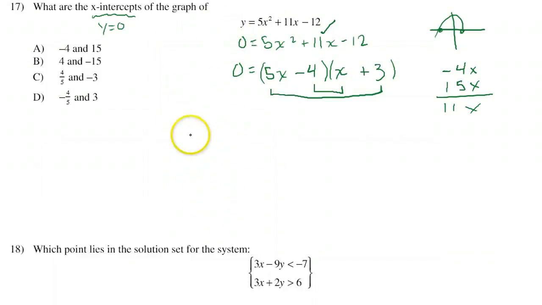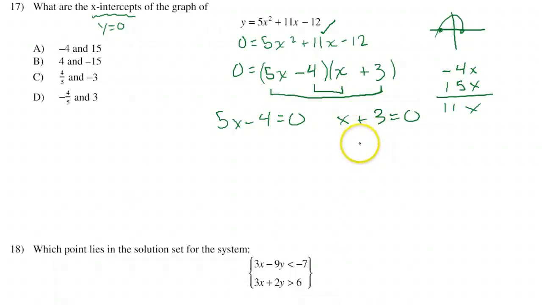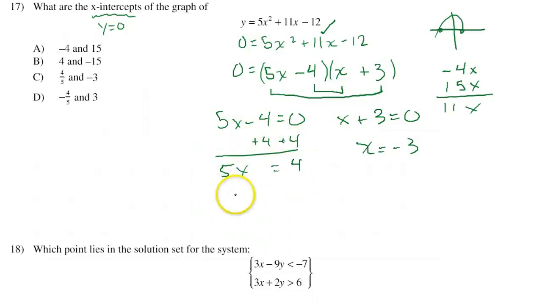So now we can solve the rest using the zero product property, which says I can just split them up: 5x minus 4 equals 0, or x plus 3 equals 0. Let's go ahead and solve this. If I subtract 3 here, we get minus 3. Here, if I add 4 and then divide by 5, I get x is 4/5. So our two solutions are 4/5 and negative 3, which is C.